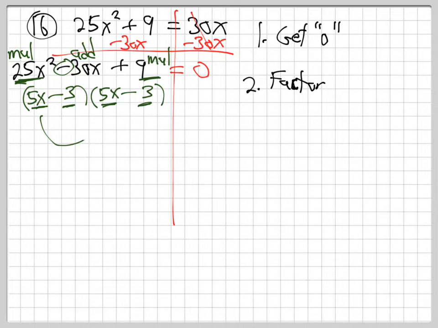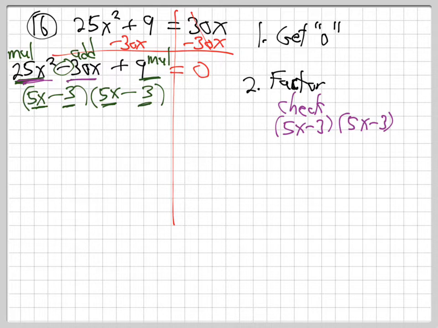Well, here, I'll prove it. It's right. You don't really need to do anything else, but let me show you. Let me do a check over here real quick. I'll just show you that it really is right. 5x minus 3, 5x minus 3 really is 25x squared minus 30x plus 9. It's true. Let's see it.